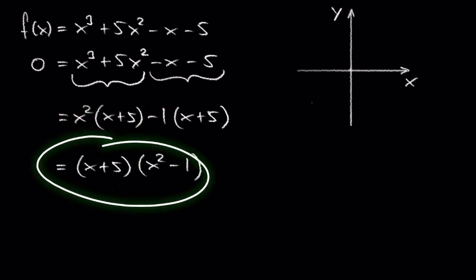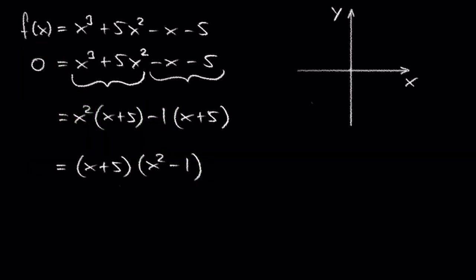The equation is true when x plus 5 equals 0 or when x squared minus 1 equals 0. Because 0 times (x squared minus 1) is 0 and (x plus 5) times 0 equals 0. Note that we call this the zero product property.